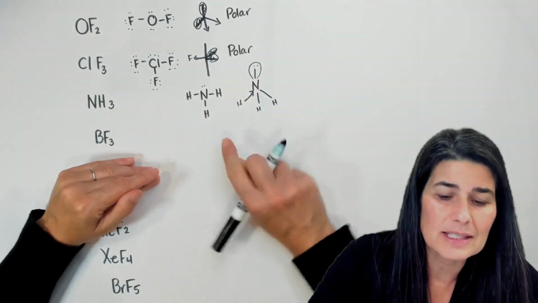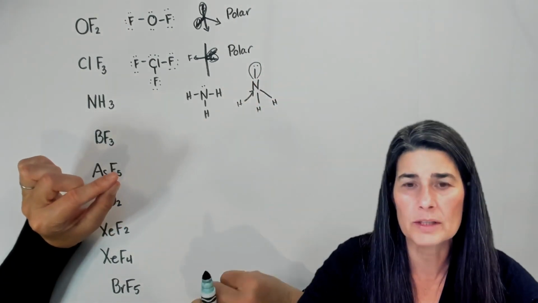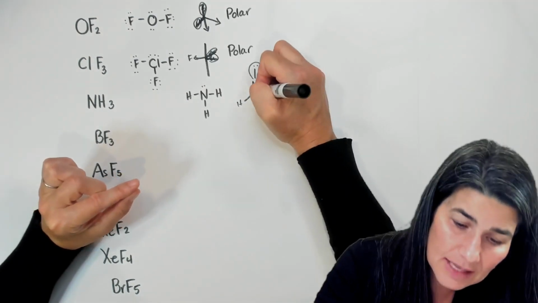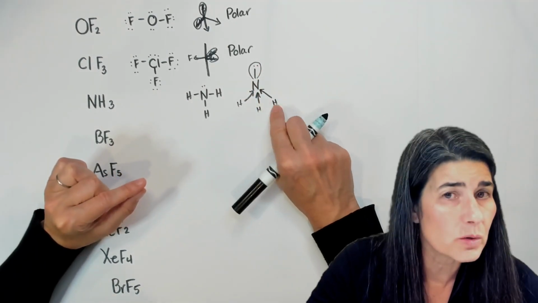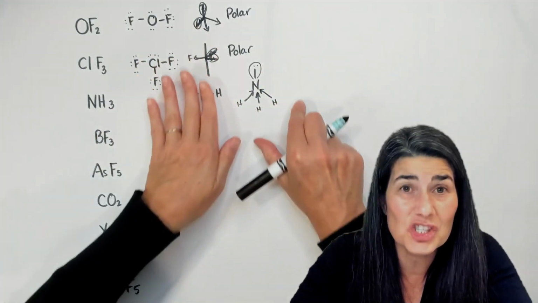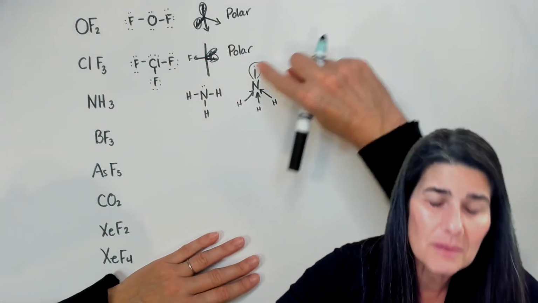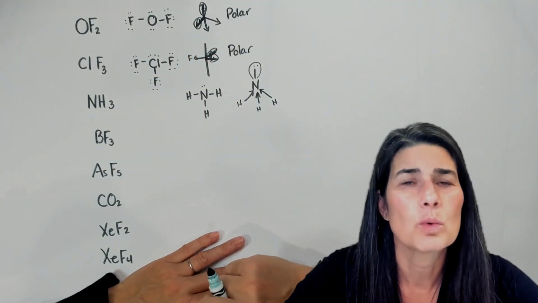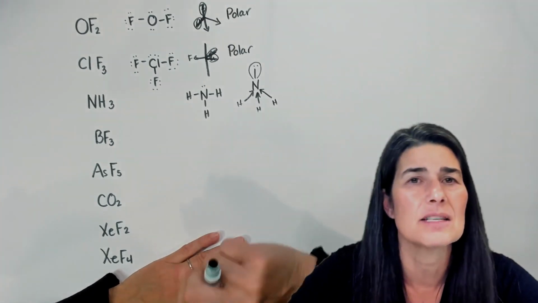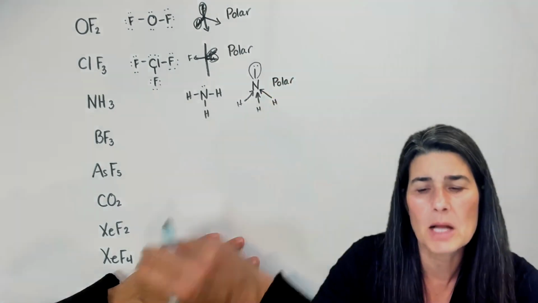This nitrogen is going to be pulling electrons away from the hydrogens because nitrogen is more electronegative. So it is going to pull away electrons from those hydrogens. And then we have electrons on top. The electrons are all shifting towards the top of this molecule. This top of the molecule is going to be very negative. We're going to have a negative side, and this side is going to be positive. This is, in fact, a polar molecule.